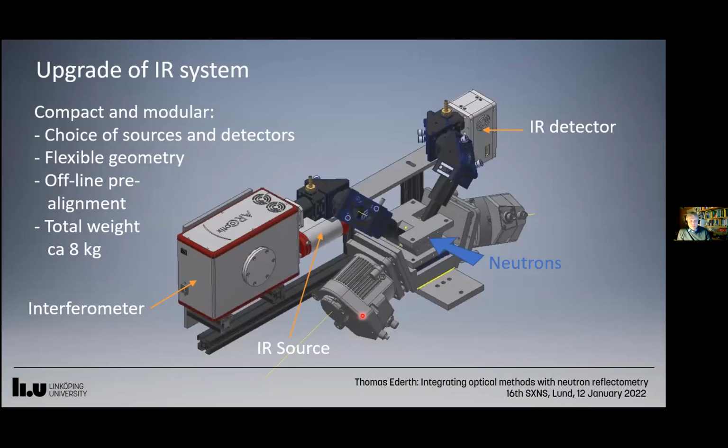The upgrade of the infrared system is really a pressing issue to make this easier to handle and more compact. So we will use a much smaller interferometer. There are a number of technical issues involved in the design here that I would be happy to talk with anyone who is interested about, but it's not trivial to do this. But this will give us a much more compact and much more flexible system, and the whole setup can be pre-aligned offline, and then just put into the neutron beam when you do the experiment.